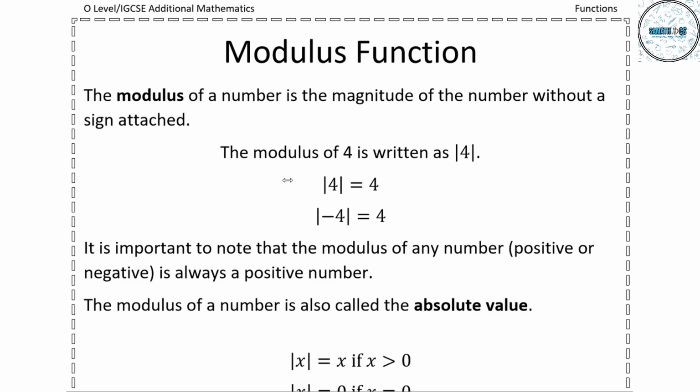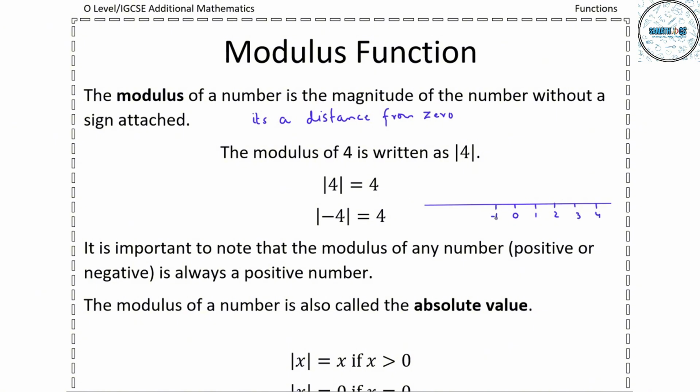The modulus of a number is the magnitude of a number without a sign attached. In other words, you can say it's the distance from 0. Like if we draw a number line, here it is 0, it's 1, it's 2, it's 3, it's 4 here.